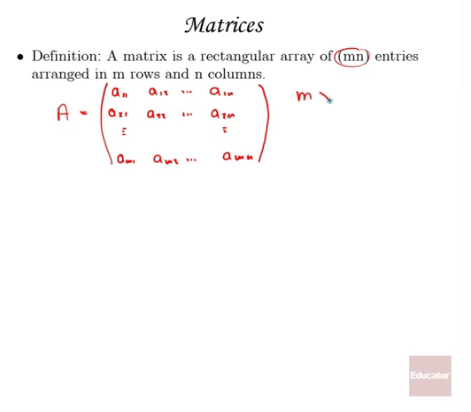This is an m by n matrix. This m is the rows. The rows always come first. This is the row, and the n is the column. So m rows, n columns, which is why this first subscript here is an m, and this second subscript here is an n. Okay?